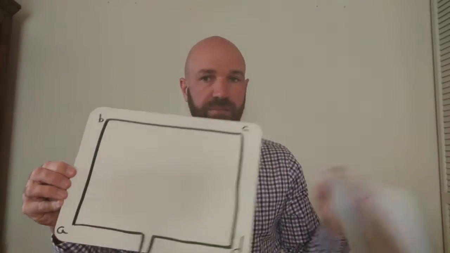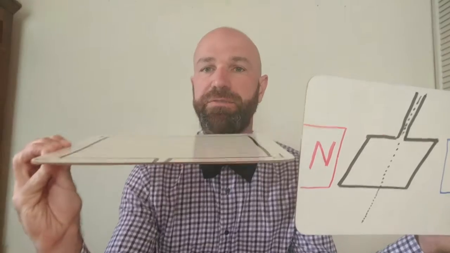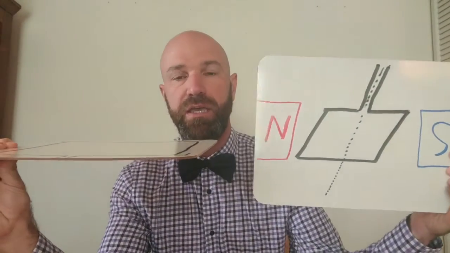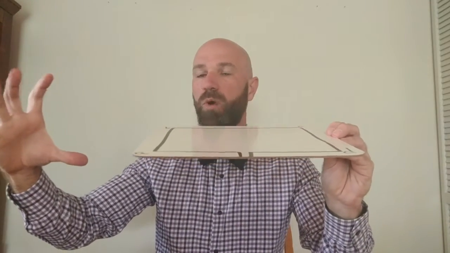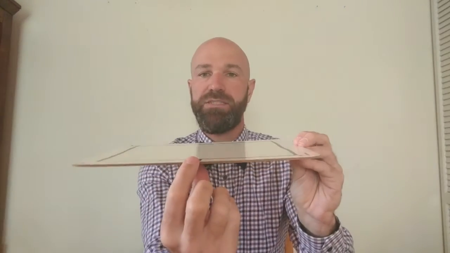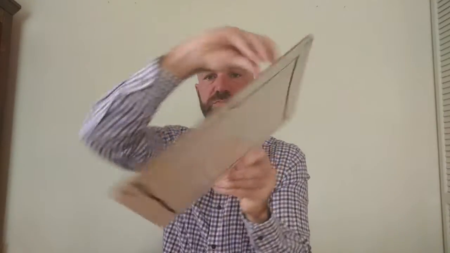But in this diagram here, this is flat. I try to show that here, but I'm not the best artist. This is flat, and what's going to happen is, you can see here's A, B, C, and D. This thing is going to rotate this way. It's going to spin around with one pole of the magnet here and the other pole of the magnet here. So here's the axis, and it's going to spin this way.